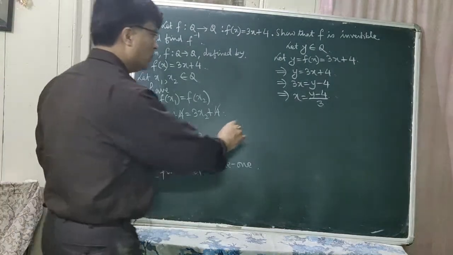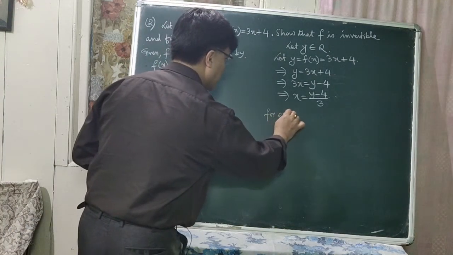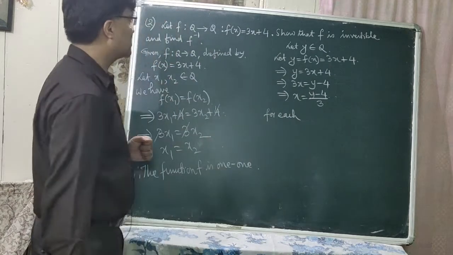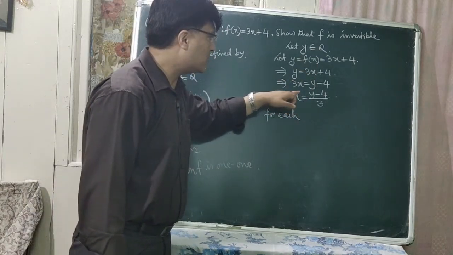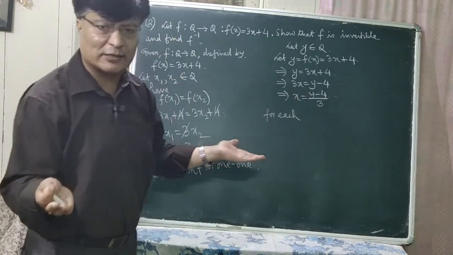Okay, now for each y, in this case, if y is a rational number, then x is equal to y minus 4 by 3 is also a rational number.